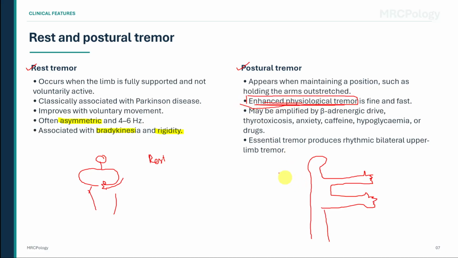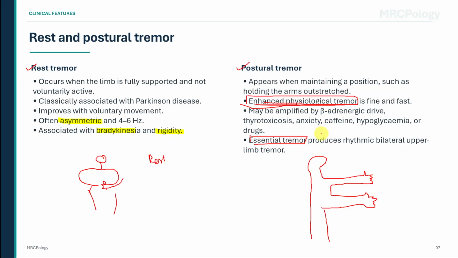Essential tremor also commonly appears during posture. It is usually bilateral and affects the upper limbs. It may also affect the head or voice. The tremor is often more obvious during movement and may interfere with writing, drinking, or eating. In PACES, you could say there is a fine bilateral postural tremor. I would consider enhanced physiological tremor, essential tremor, medication effects, and thyrotoxicosis, depending on the associated clinical features.